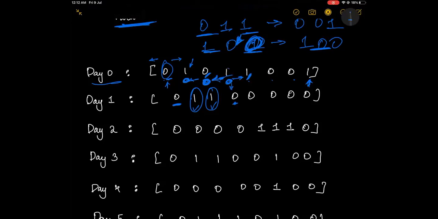Now we come to 1. This 1 has left as 1, right as 0. Both of them are unequal, therefore this becomes 0. Now we come to this point. Left is 1, right is 0. Both of them are unequal, therefore this becomes 0. Now we come to this point. Left is 0, right is 1. Therefore both of them are unequal, it becomes 0.